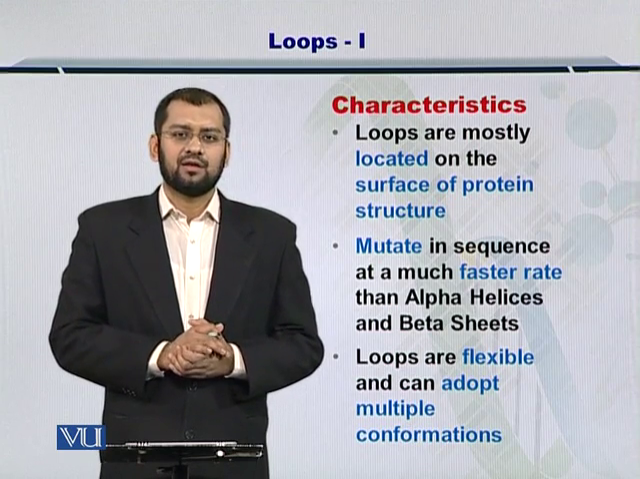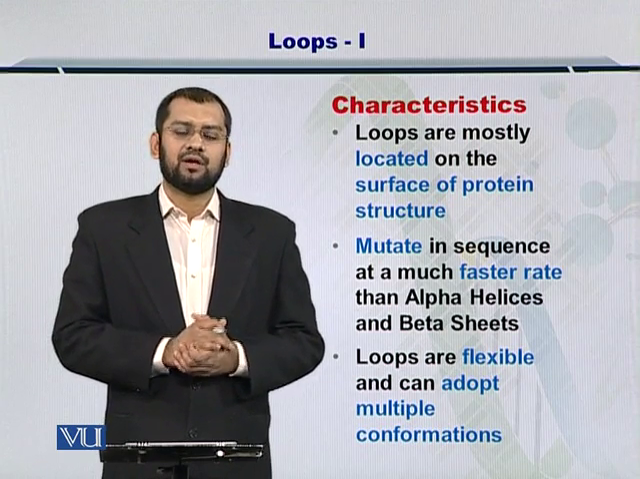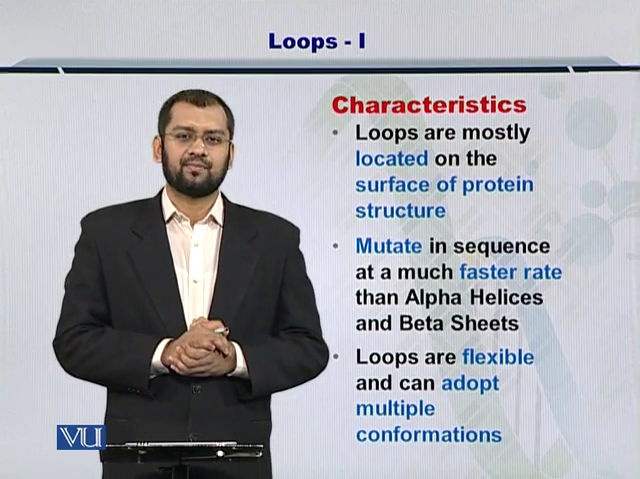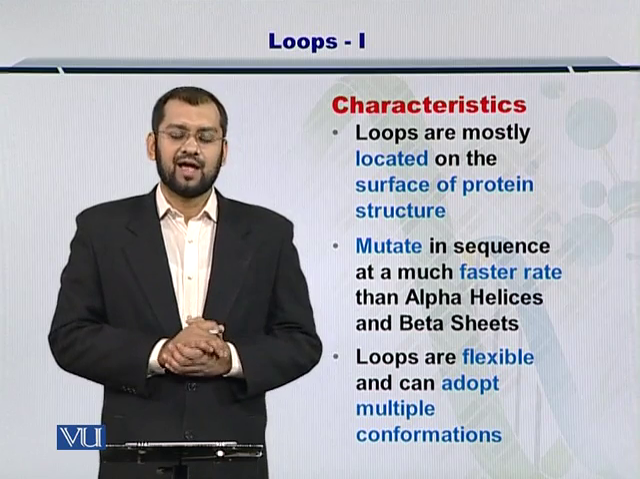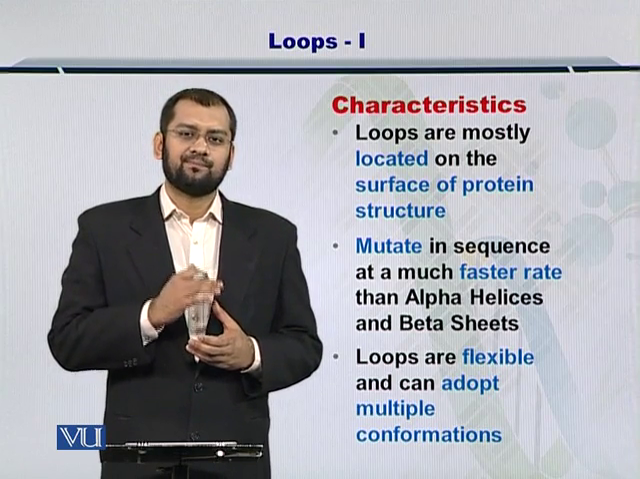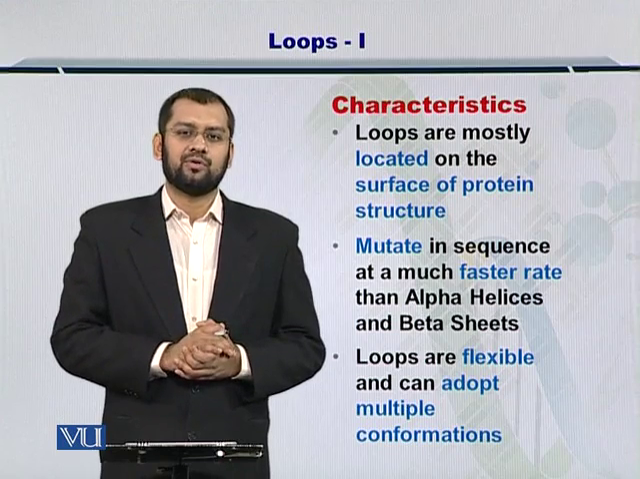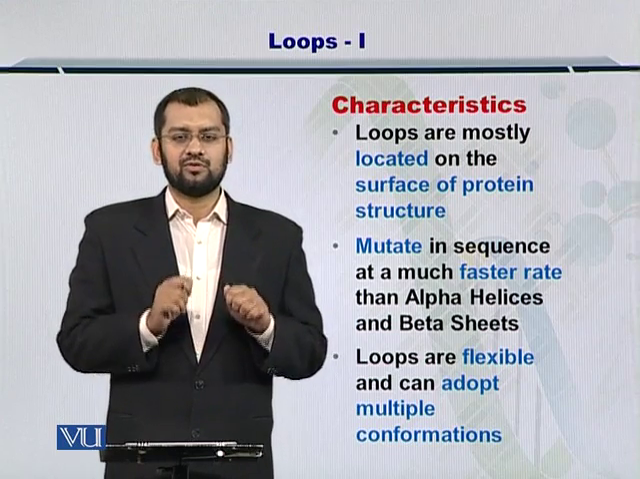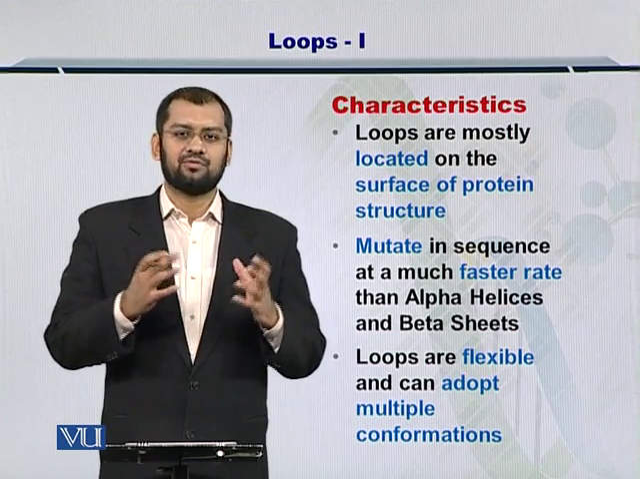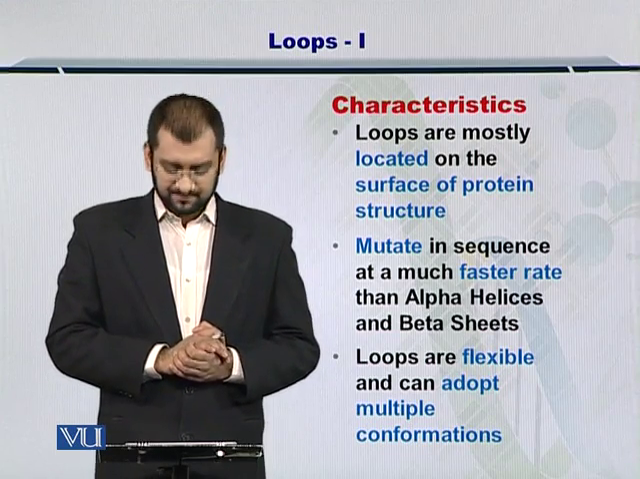So for that, let me share with you that the loops are mostly present on the surface of the protein structure. These loops contain active sites, thereby allowing the protein to interact with other proteins. Also, because these loops are flexible, they can allow the protein to take different forms and shapes.